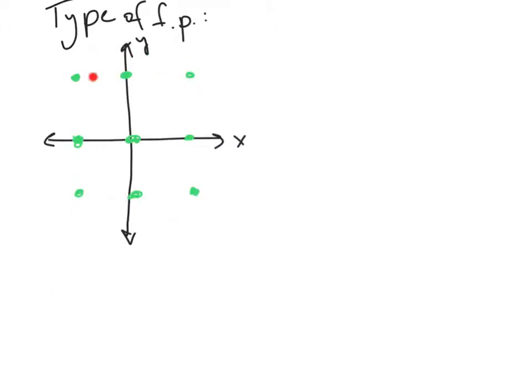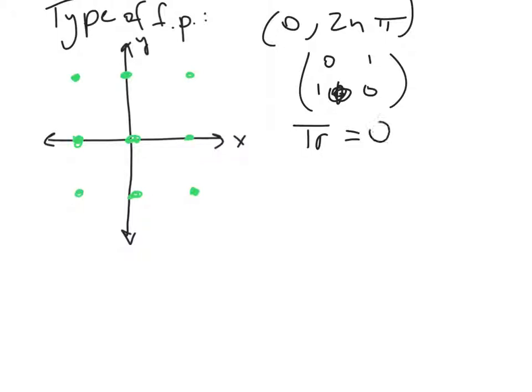I've drawn some of the fixed points on. This is negative 1, 0, 0, 0, 1, 0, and this is negative 1 pi, 0 pi, 1 pi, etc. on this grid, and we're going to start filling in their types. So let's start with the type for 0, 0, which is the type for 0, 2n pi, and the corresponding matrix was 0, 1, 1, 0. It has a trace of 0, and it has a determinant of 0 minus 1, which is negative 1.